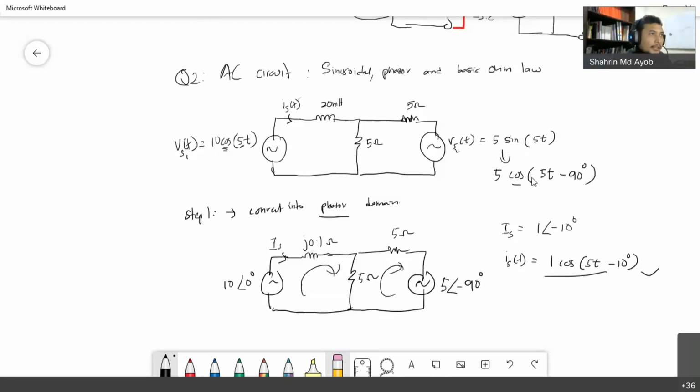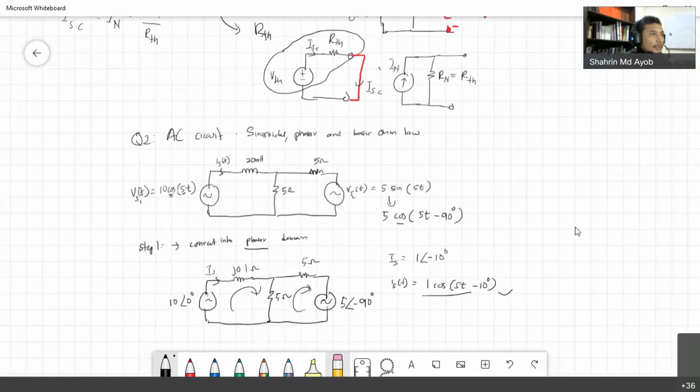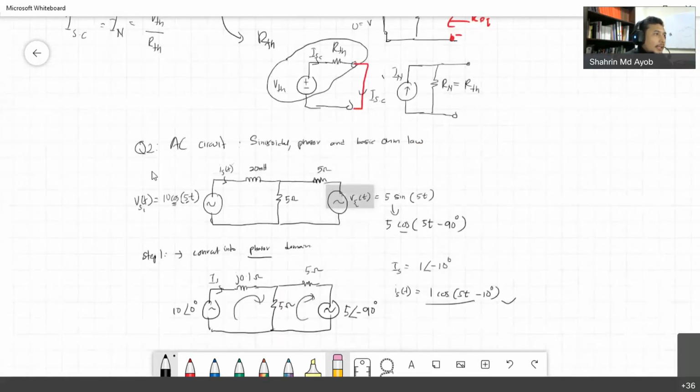Actually, that is the most important part for the AC circuit analysis, because after this, the nodal and mesh analysis are actually all the same. I think that is the tips for question number 2.